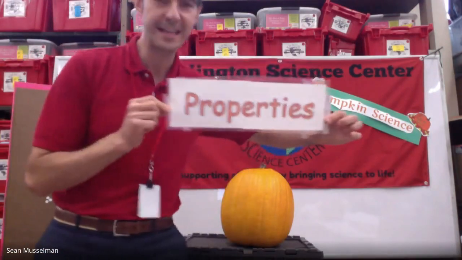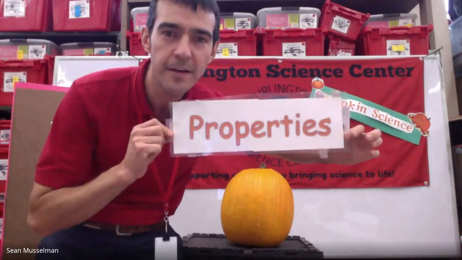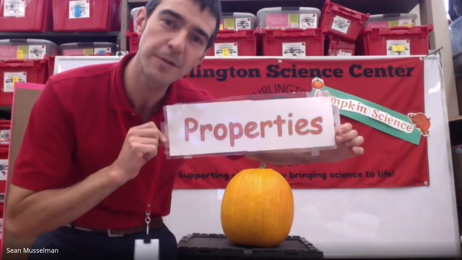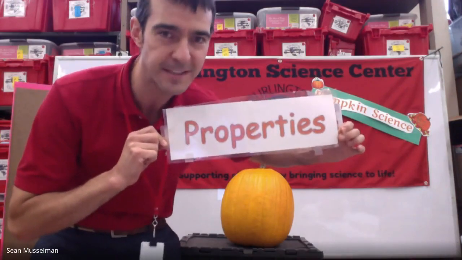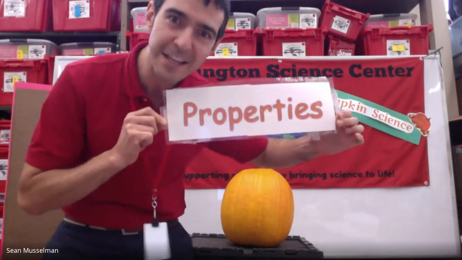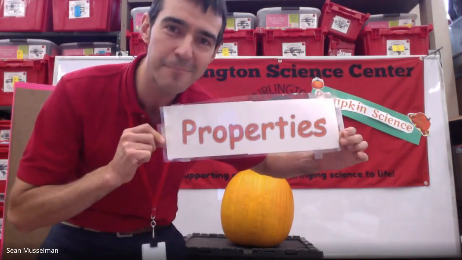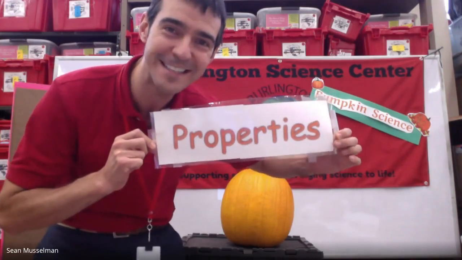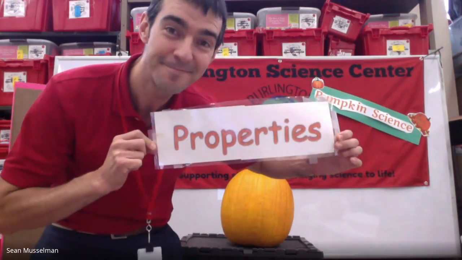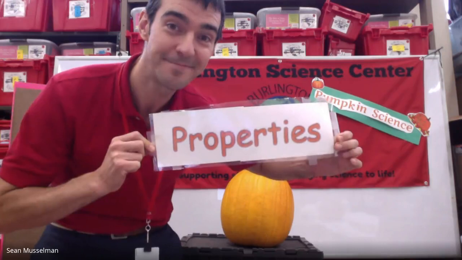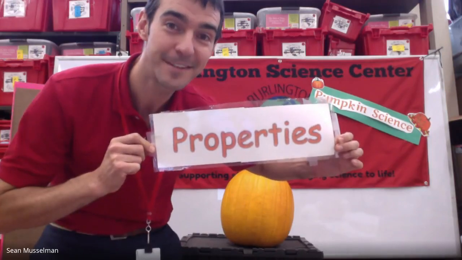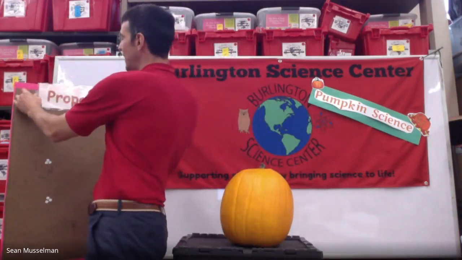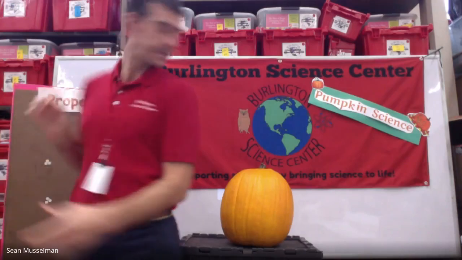the properties of a pumpkin. The word properties is a sciencey word for the words that we use to describe pumpkins. So I want you to think about some words that you would use to describe pumpkins. Go ahead, think and share with me right now, right through your screen. Oh, wow. Those are some wonderful ideas about how we might describe pumpkins.